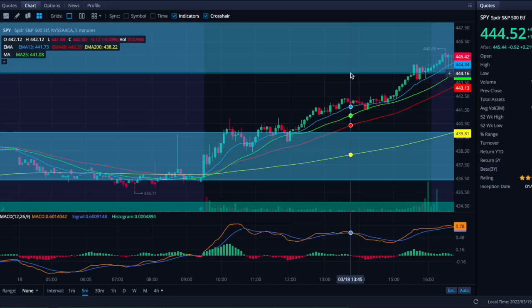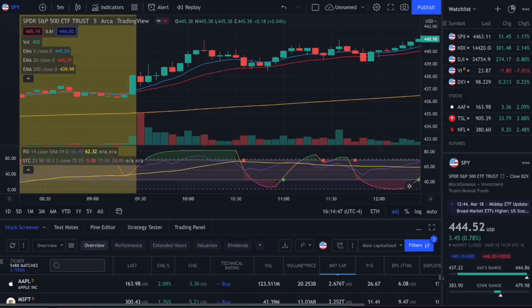If you do want to stay in a little bit longer, that's kind of where this Schaff Trend Cycle comes in. I kind of view this as a little bit of a better MACD. When we're looking at the SPY right here on the 5-minute, we can see that the Schaff Trend Cycle was in a buy signal all the way up until 10:35.